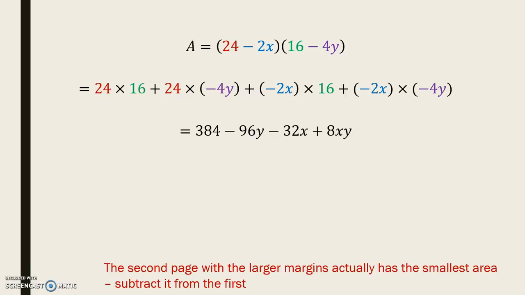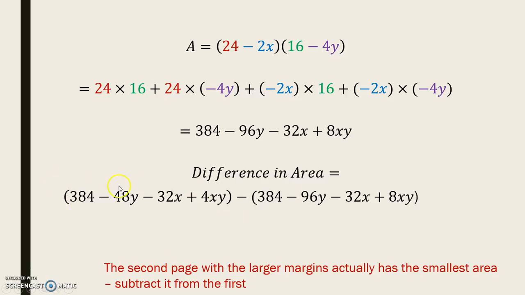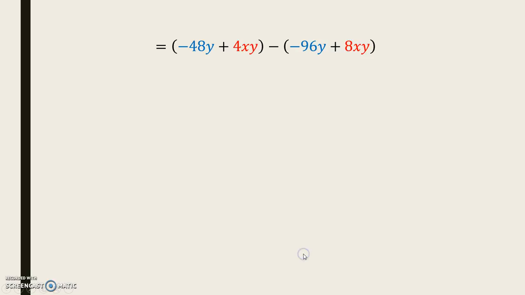Now, what we want to do is work out how much bigger it is. So the second page with the larger margins actually has the smallest area, so we're going to subtract it from the first. So the difference in area is our first expression we worked out minus the second. And there's a few things here that cancel out. They're common to both. Notice when I subtract, I put it all in brackets to remind me I've got to take away each term as well as its sign, so I can match up signs more easily. So what that leaves me with is these things. Negative 48y, take negative 96y. 4xy, take 8xy. Let's take the next page.